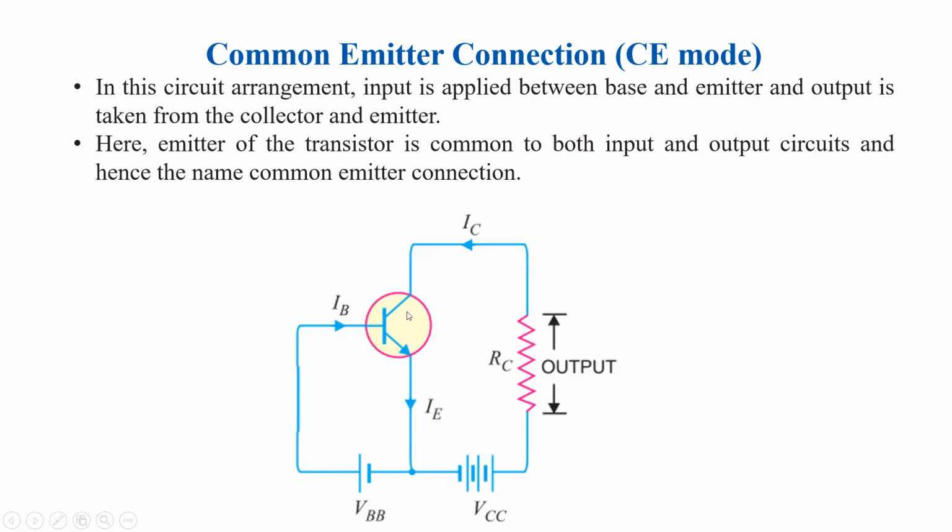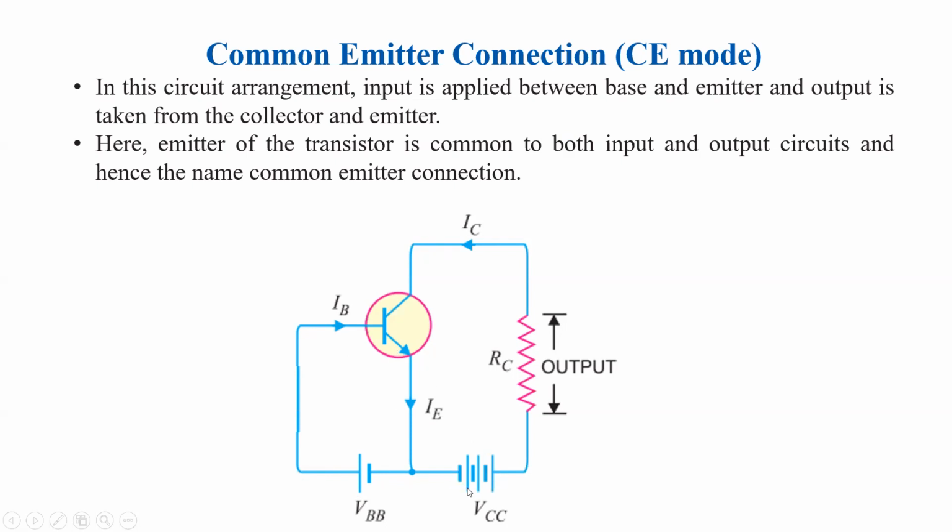common terminal. So this is an NPN transistor, and for proper working of the transistor, the emitter base junction needs to be forward biased and the collector base junction needs to be reverse biased. And the collector is N type, so the base, which is P type, should be connected to the positive of the battery so that the base emitter junction becomes forward biased. So VBB is connected so that the base emitter junction is forward biased.